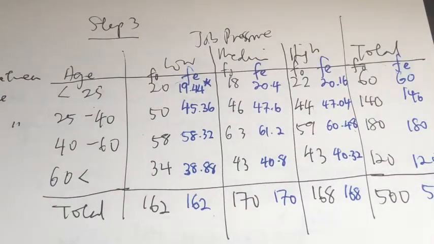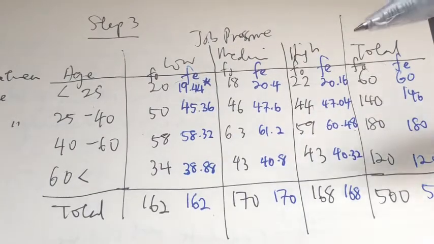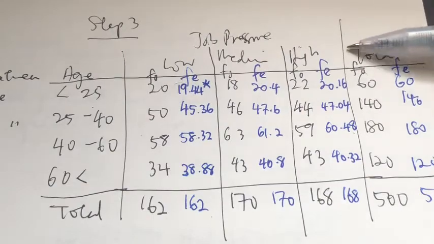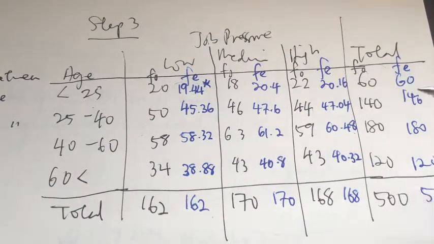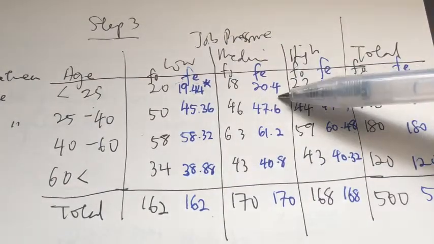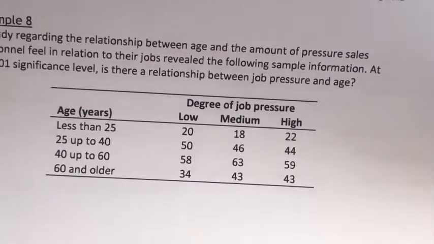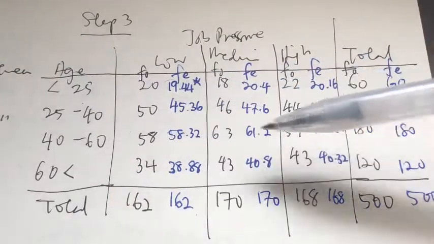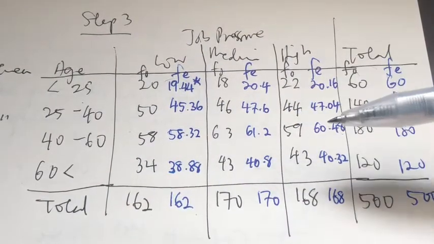For each cell, remember, how do we know how many cells we have? We have to look at the original cells. Ignore the total column and the total row, and just focus on the original cells. If you're not sure, always look back at the original question. Here we have 4 rows by 3 columns, so that's why we have 12 cells altogether.